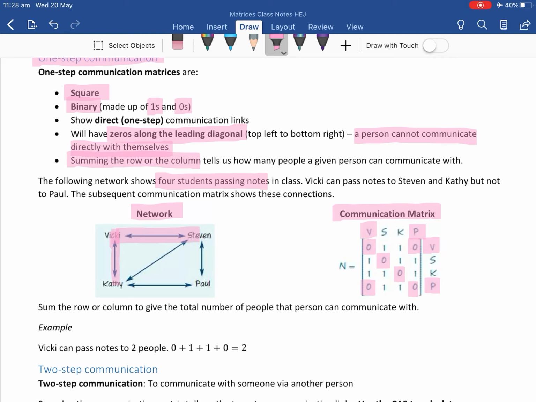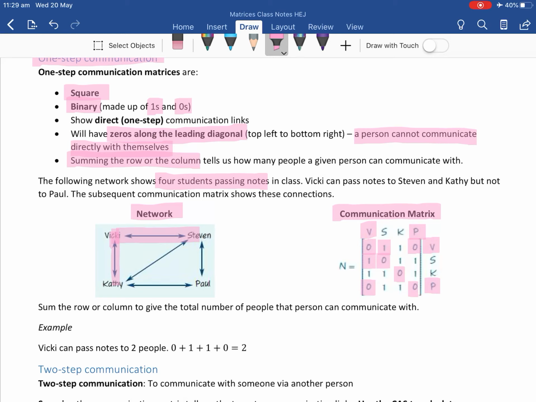So we know that Vicky and Stephen can communicate, they can pass notes. So you line up your V with your S, and there is a 1 there. And same, you can go backwards. Stephen can pass to Vicky, so Stephen to Vicky, that's why that's a 1. So you can fill out your communication matrix, making sure you're only using zeros and ones.